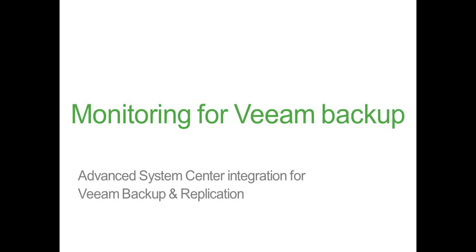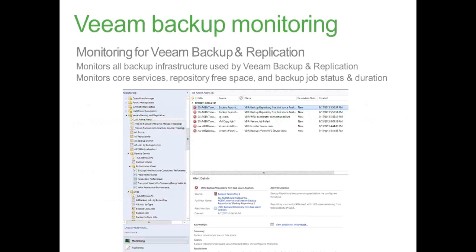So let's say, for example, you can see alerts from different components of this view, like backup repository job or backup WAN accelerator and things like that. This is a quick view wherein you can monitor your Veeam Backup and Replication, which monitors all backup infrastructure used by Veeam. It monitors your core services, repository free space, backup job status, and duration.